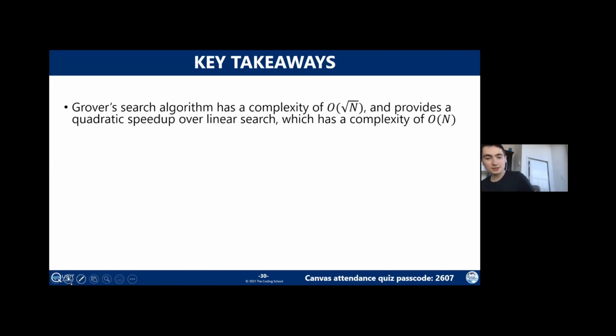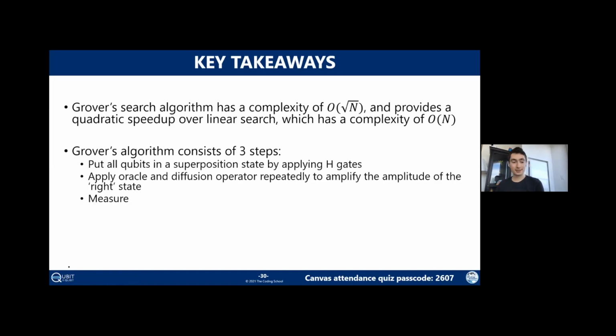So key takeaways. The main headline of Grover search is that it allows you to search an unstructured list in root n time, right? Which is a quadratic speedup over the classical version, which is to just check every element. And that, of course, is order n time.